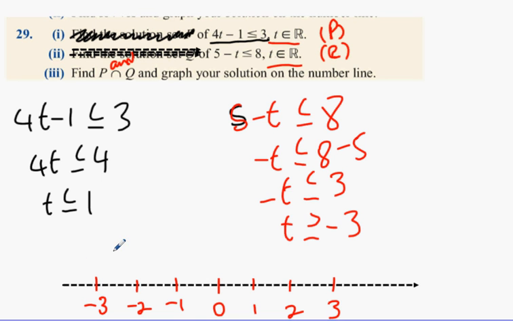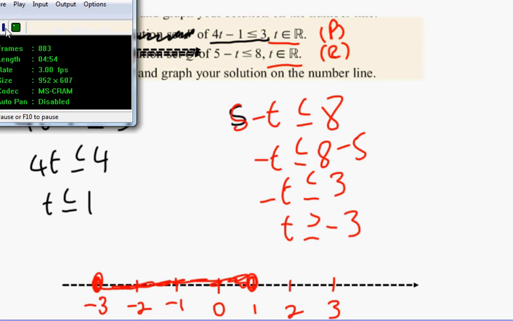Okay, next thing, where do we start? Minus 3. Included or excluded? Included. 1 included or excluded? Shaded in. Did anybody manage to come up with something like that? Okay, good, good, good.